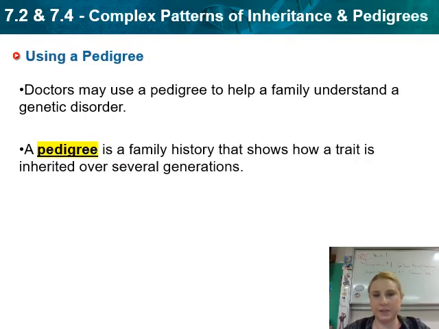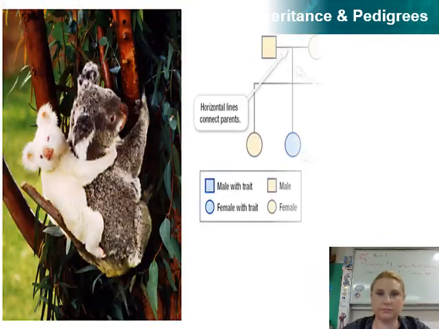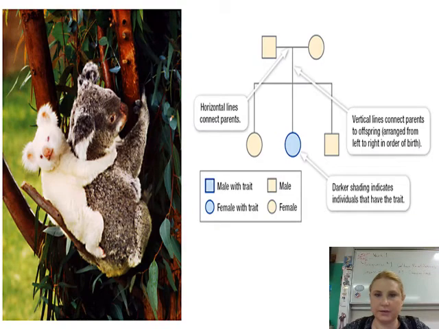Now, in order to understand genetic disorders, a lot of times doctors will use a thing called a pedigree. A pedigree is basically a family tree that shows how different genes are passed on from generation to generation. So you can see here, I've got just a brief description on how this works. The squares represent males and the circles represent females. Anytime they are connected with horizontal lines, that's showing a marriage or parents. The ones that drop below vertical lines connect the parents to their offspring.